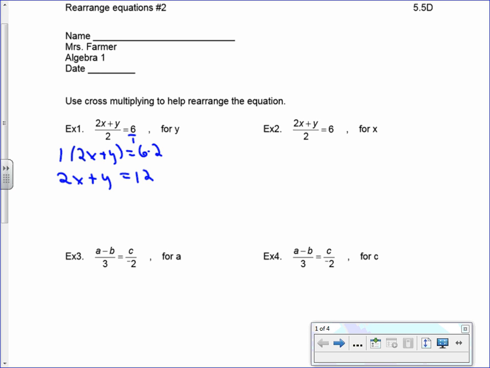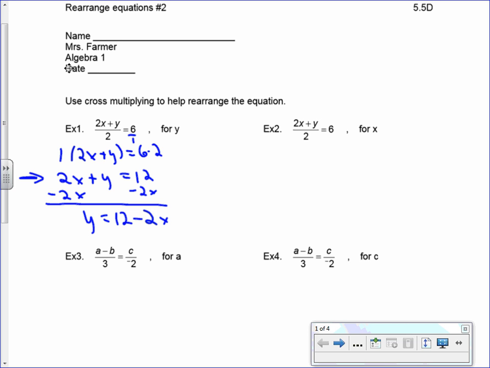Okay, stop and always remember, what am I solving for? In example 1, I'm solving for y. So what do I need to get rid of if I'm trying to solve for y? 2x. I'm going to subtract it. And I get y equals 12 minus 2x. I don't need to divide by 1. That problem is finished. Okay, y equals 12 minus 2x.